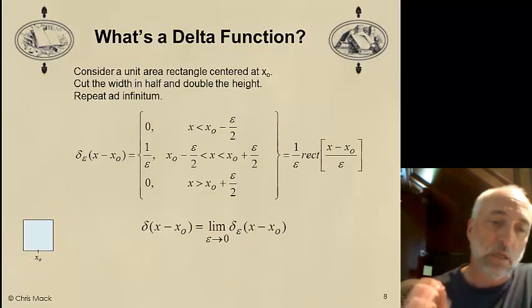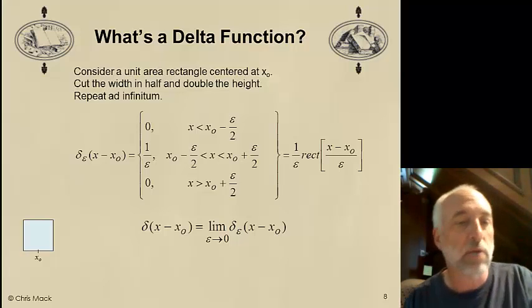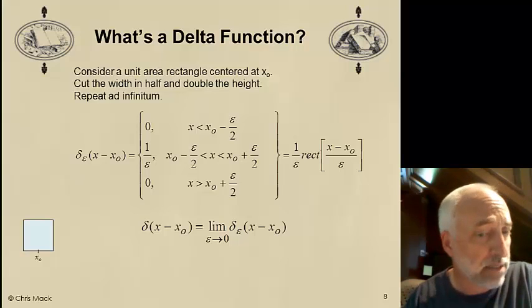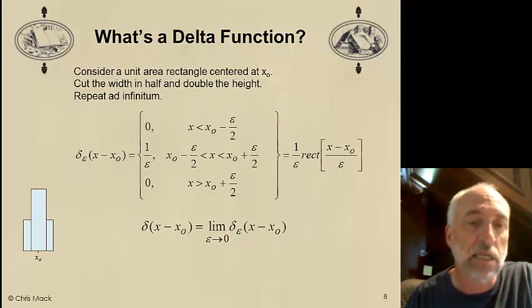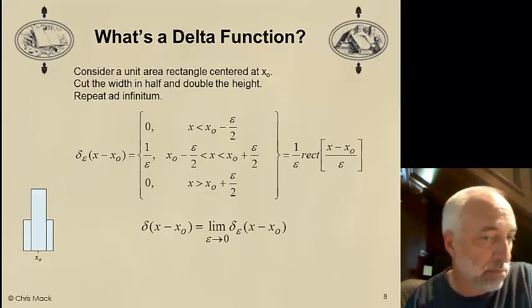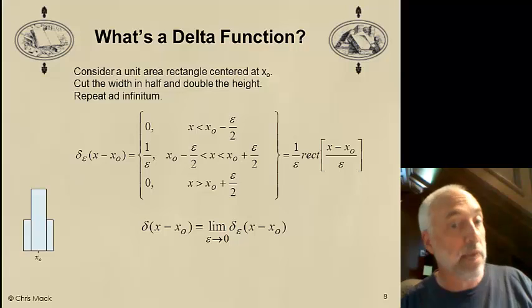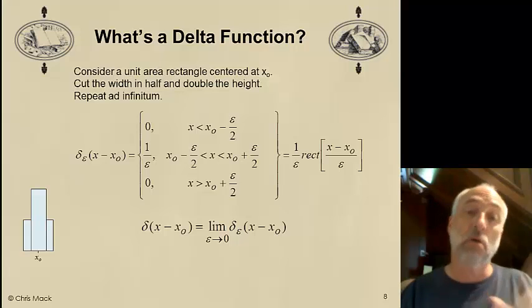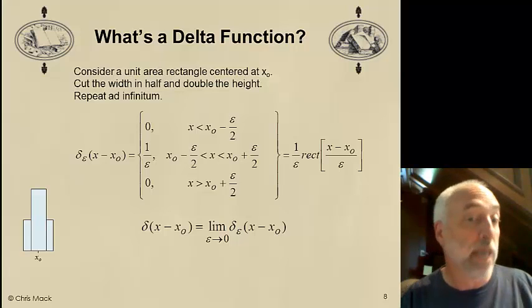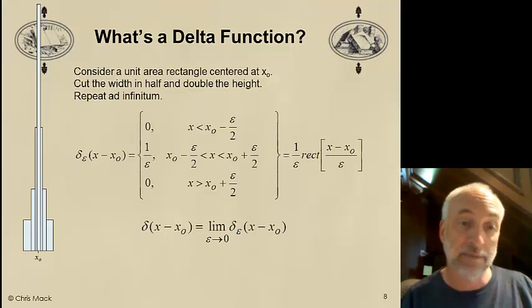We all know what a rectangle looks like, but what do you think would happen if I were to cut the width of that rectangle in half while simultaneously doubling its height? What did I do? Cut the width in half, double the height, so the area remains 1. Now I just have a new rectangle. It's narrower and taller. Do it again. Cut the width in half and double the height. The area is still 1, isn't it? Cut the width in half, double the height.